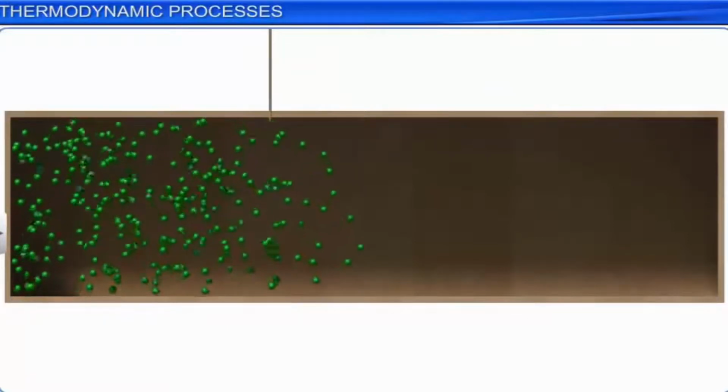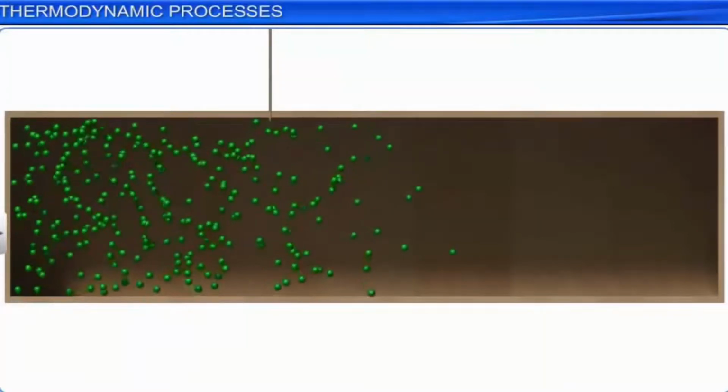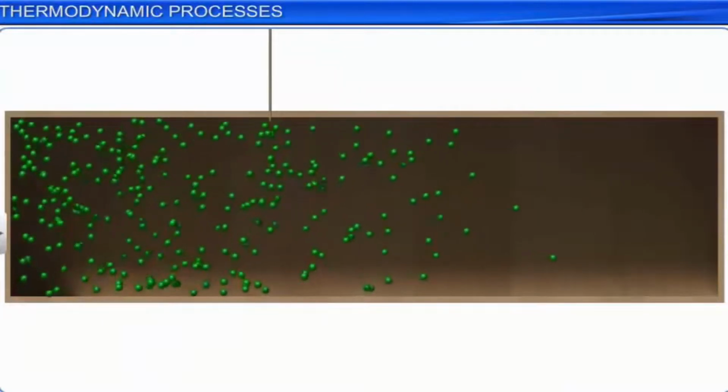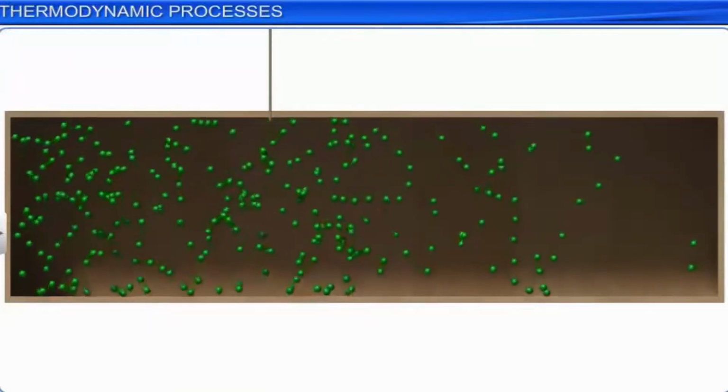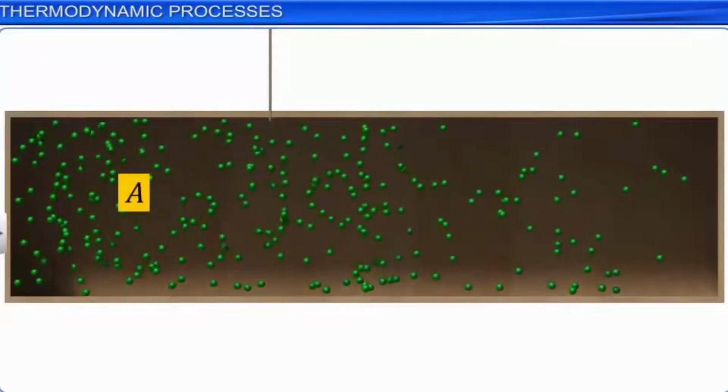If the partition is suddenly removed, the gas starts expanding freely against the vacuum. During this free expansion, the pressure and temperature of the gas are not uniform throughout. For example, if A, B, and C are three different locations within the box as shown, then the pressure and temperature at A, B and C are different. Since the pressure and temperatures are not uniform throughout the system, the gas in free expansion is in a non-equilibrium state.